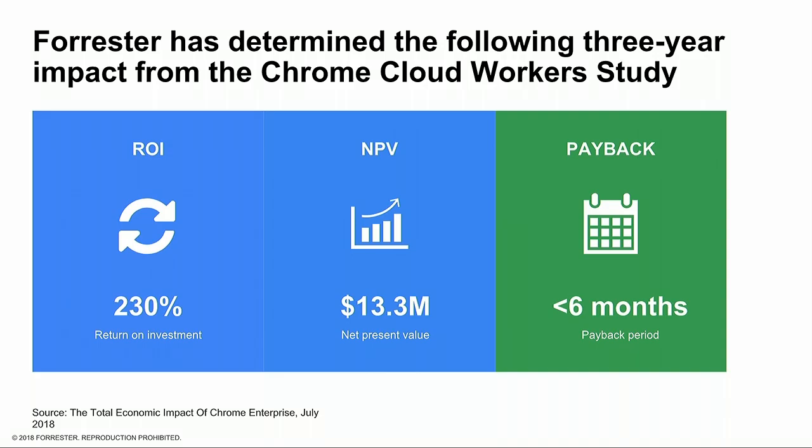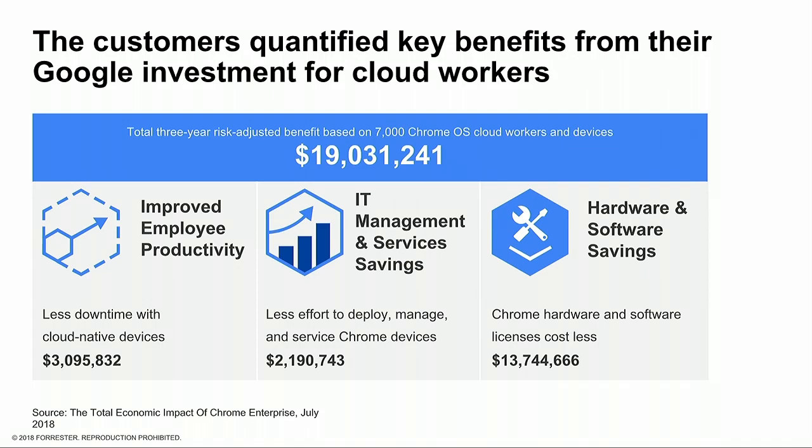Now, the return on investment that we saw for our composite organization was about 230% when adopting 7,000 devices across their organization. The net present value was about $13.3 million, and they received a payback within 6 months after they deployed. So how did we come up with those numbers? Well, we looked at 3 key benefit categories for the cloud worker study. The first was improved employee productivity.